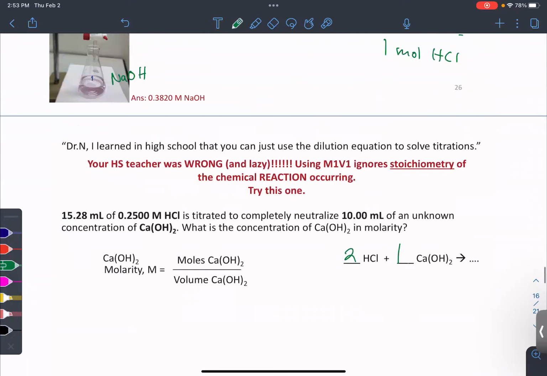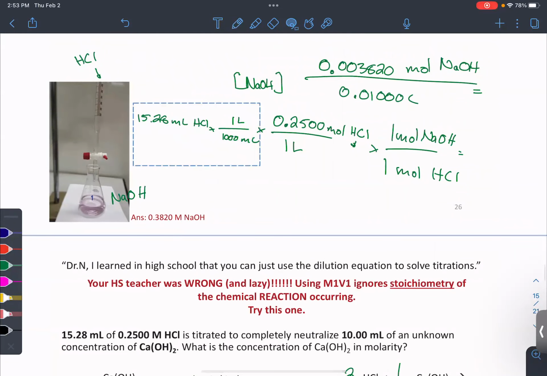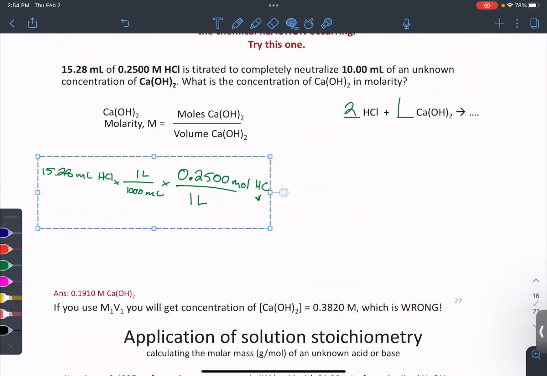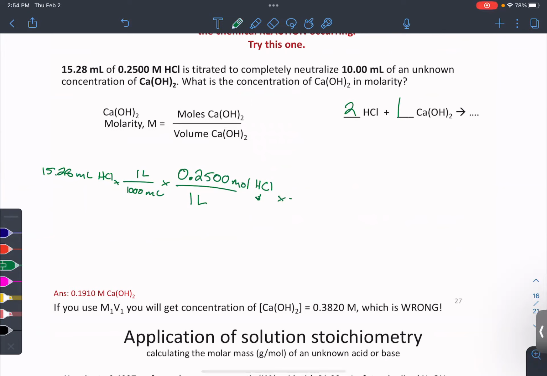So this question actually starts exactly the same. We know how much HCl we dispensed. It's 15.28 milliliters, and we know the molarity. But the goal here is I want to know how many moles of calcium hydroxide is present in that Erlenmeyer, not sodium hydroxide. So when I do stoichiometry here, it's going to be a little bit different. I need to put 2 moles of HCl on the bottom because of the stoichiometry. This is what we're given. That's where we want to go. And then 1 mole of calcium hydroxide goes up top.